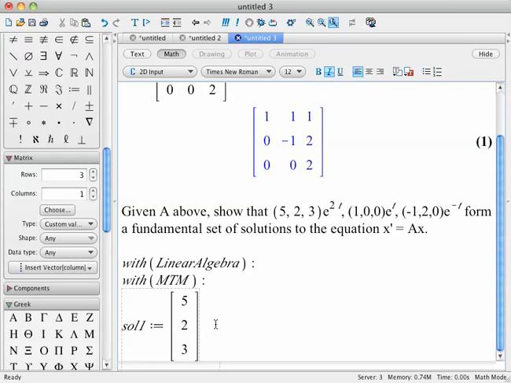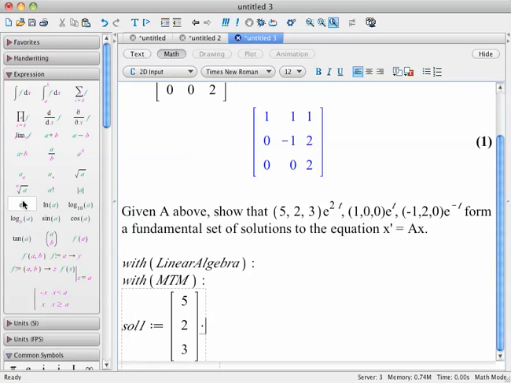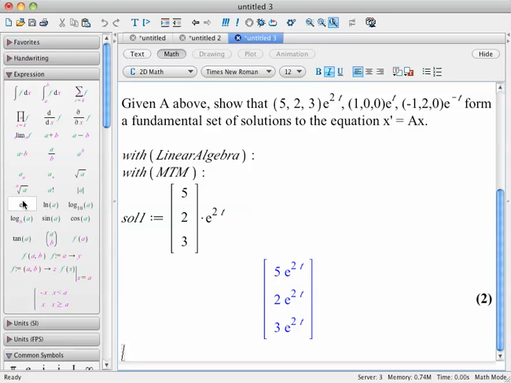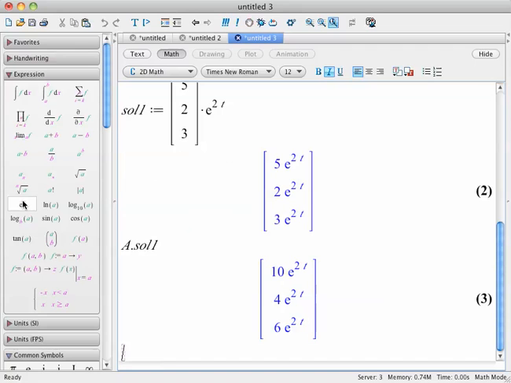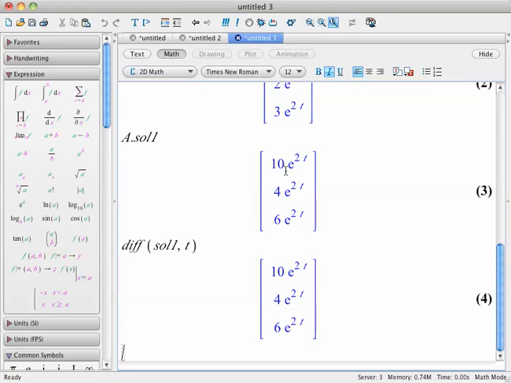And then I want to multiply that times e to the 2t. To multiply, you can use a period, Sol1. So that is the A times x portion. But we can also differentiate Sol1 with respect to t. And here's the important thing. You get exactly the same answer. The derivative equals A times the vector.